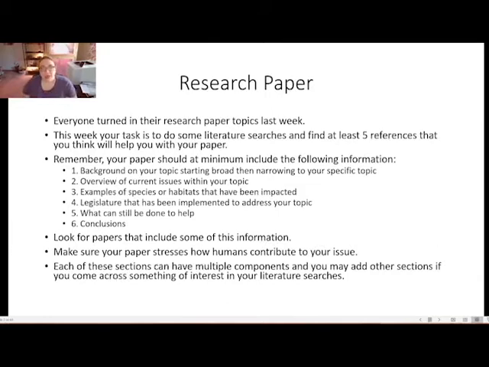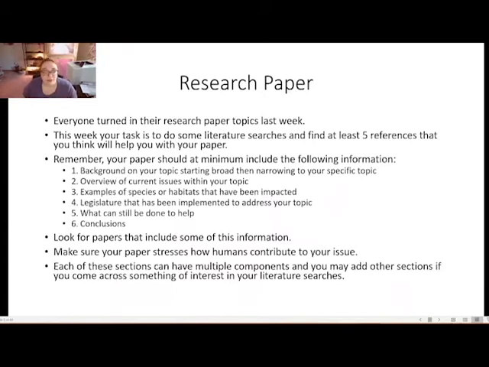And then make sure your paper is stressing the importance of how humans are contributing to your issue. Because really this whole paper is supposed to be about a human impact, right? So you want to make sure that's being stressed. And then when you're writing your paper, each of these sections can have multiple components. You don't have to just have those 6 things, right? You can have subsections beneath them. You can have whole other sections as well.